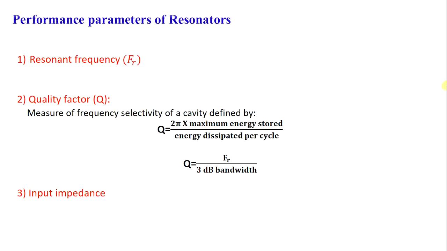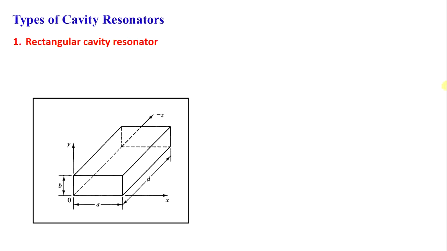Matching of the cavity resonator with the output circuit is very important. Moving to the types of cavity resonator, first is the rectangular cavity resonator. As shown in the figure, there is just a rectangular waveguide whose length is denoted by D and it is shorted on both the ends.